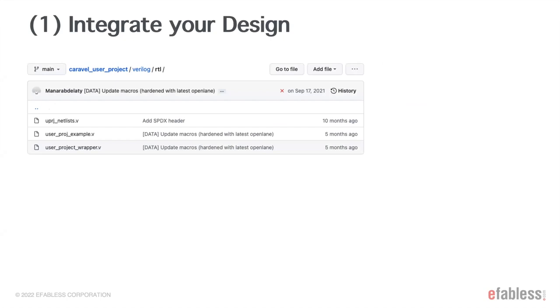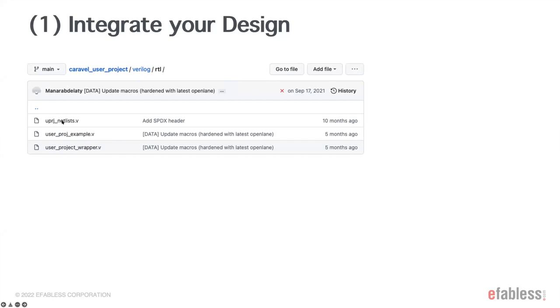So let's start first with the first step, integrating your design. If you look at the source tree of the Caravel user projects, which is basically the repo that you have to clone, this repo will host all of your designs. If you go to Verilog RTL, you will notice there's a file called the user project example and user project wrapper.